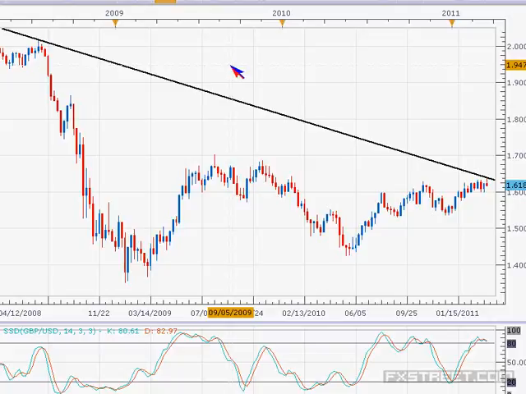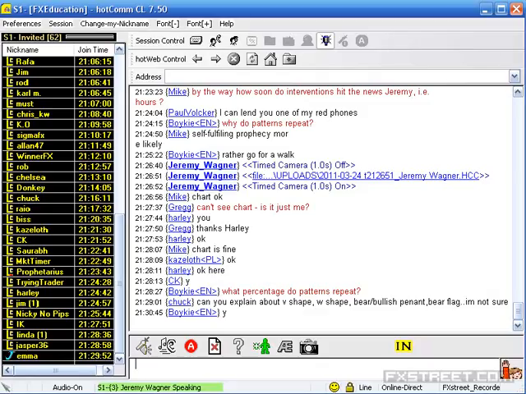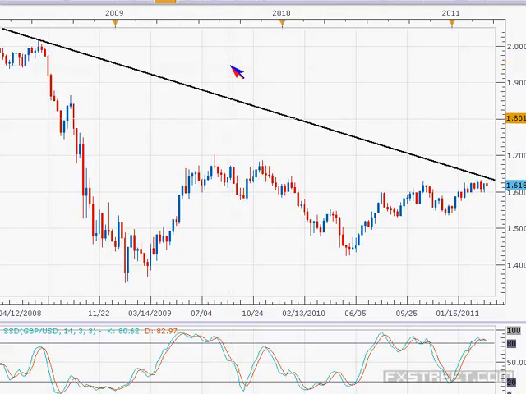What percentage of patterns repeat is what Boyke's asking, and the patterns will repeat. It's just a question of what time frame of chart you're looking at. And maybe restate your question as, what percentage of the patterns are successful? For that, it's going to depend on your interpretation of the pattern. And I'm going to talk about that when I get into the head and shoulders here. So let's go ahead and change screens over into head and shoulders. Just a moment.